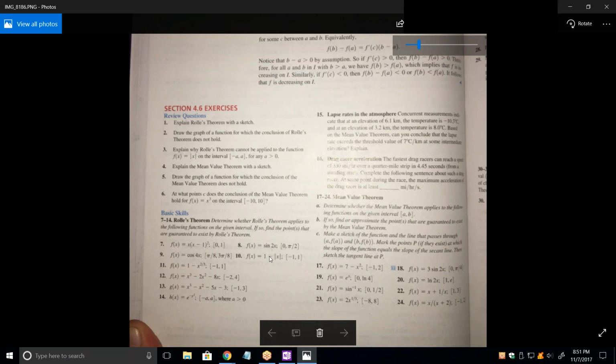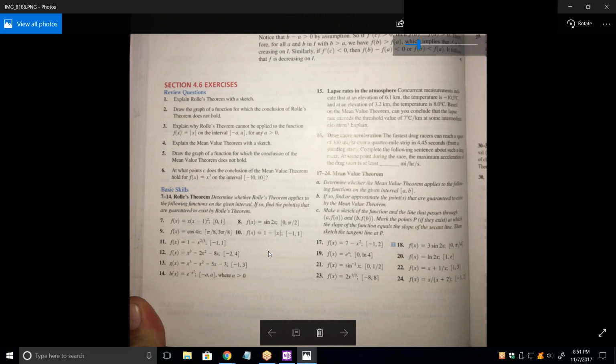All right, let's do one of these problems like 7. Determine whether Rolle's theorem, that's the mean value theorem, applies to the following functions on that interval. If so, find the points that are guaranteed to exist by Rolle's theorem.